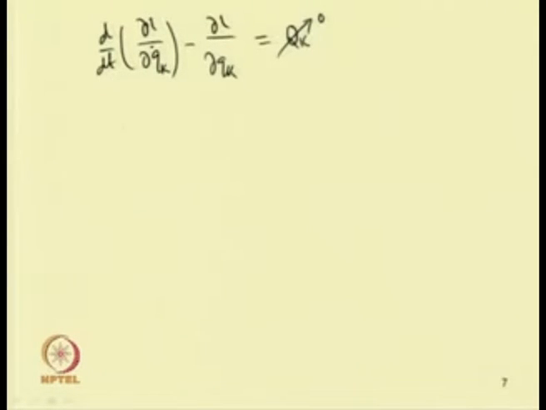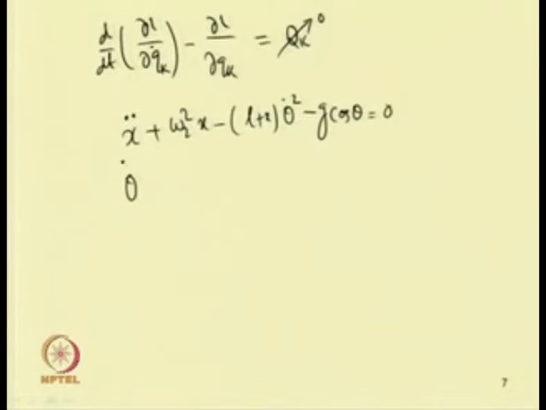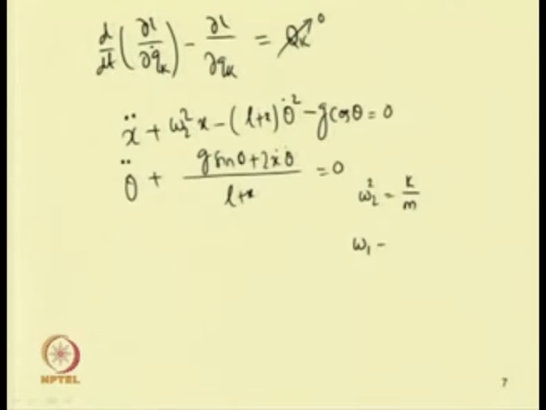So, we can write the equation of motion in this form, that is x double dot plus omega 2 square x minus (L plus x) theta dot square minus g cos theta equal to 0, and the second equation becomes theta double dot plus g sin theta plus 2 x dot theta dot by (L plus x) equal to 0. Here omega 2 square equal to k by m, and omega 1 we can write equal to root over g by L.